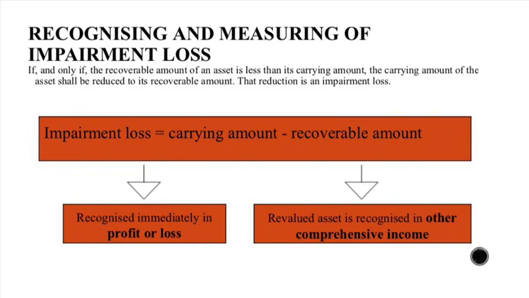Recognizing and measuring impairment loss. If the recoverable amount of an asset is less than its carrying amount, the carrying amount of the asset shall be reduced to its recoverable amount. The reduction is an impairment loss. The impairment loss is recognized immediately in profit or loss, while for a revalued asset it is recognized in other comprehensive income.